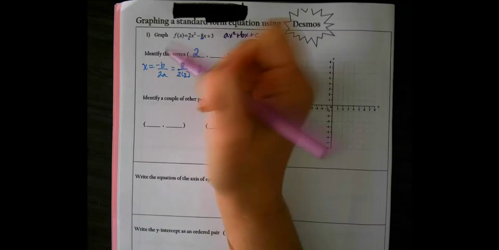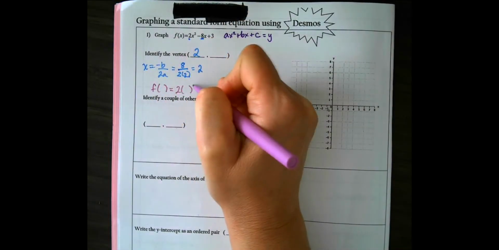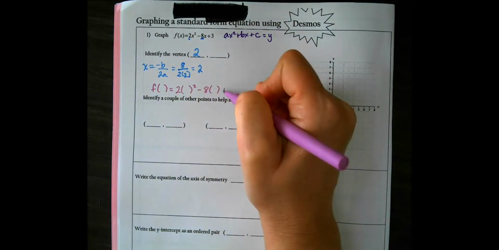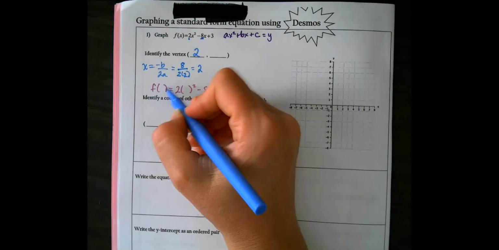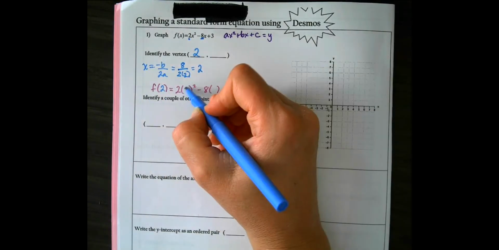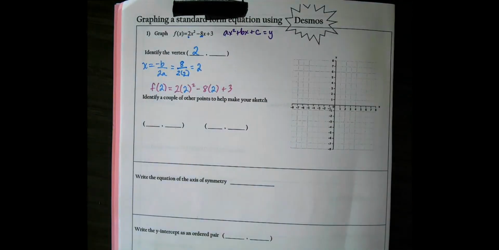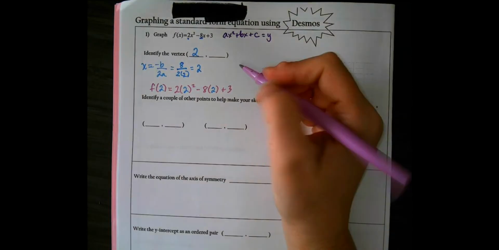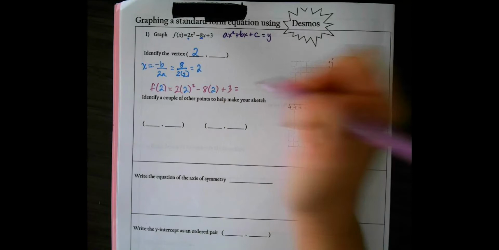That does not tell us the y value. The way we find the y value is to plug that x value into our equation. So I'm going to say f of something equals 2 times something squared minus 8 times something plus 3. Now all those somethings, we're going to plug in that 2. F of 2 equals 2 times 2 squared minus 8 times 2 plus 3. That is going to give us the y value that is associated with that x value.